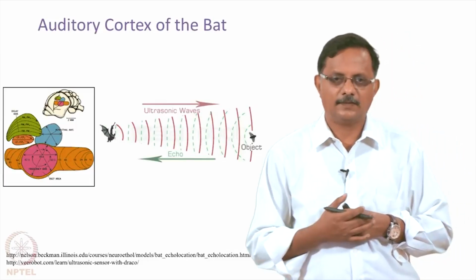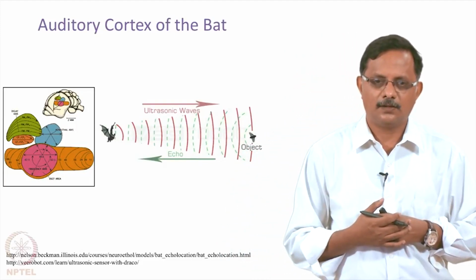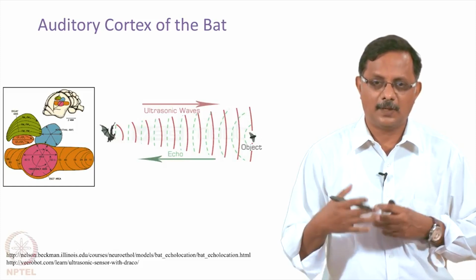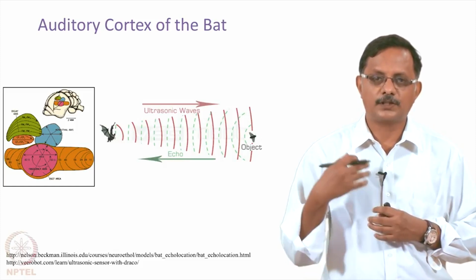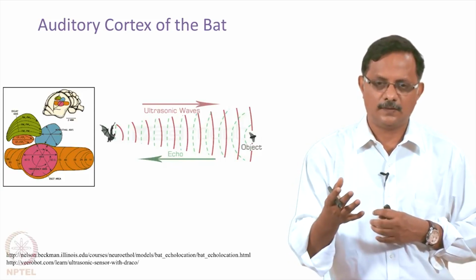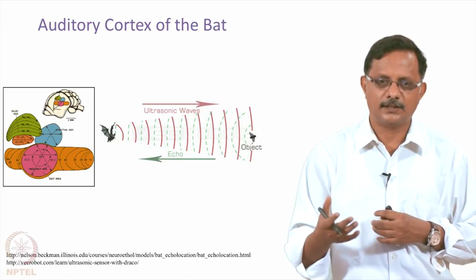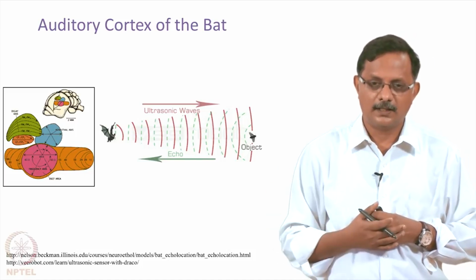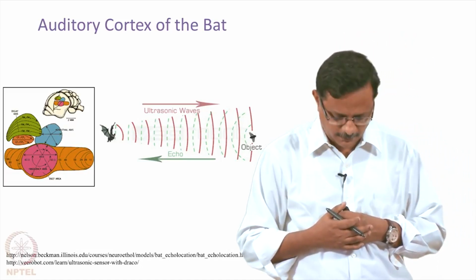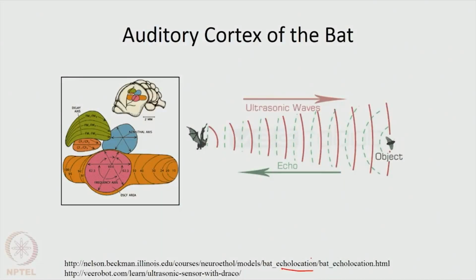Let us take the first example, and this example is from the auditory cortex of bats. Now, bats are interesting: they are visually blind, but they use sounds to navigate. In fact, they throw sounds out into the world, and based on the echoes they get from the world, they navigate and find out where various objects are. This process is called echolocation, and these sounds are ultrasonic waves.